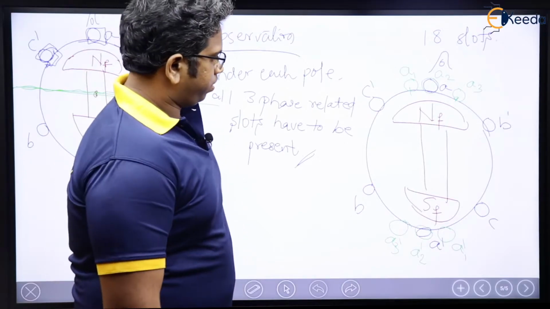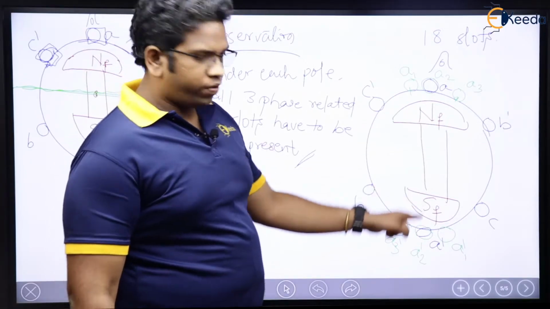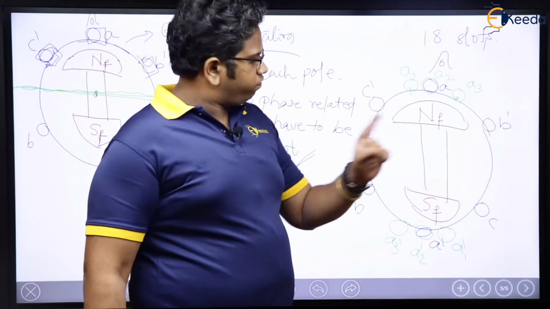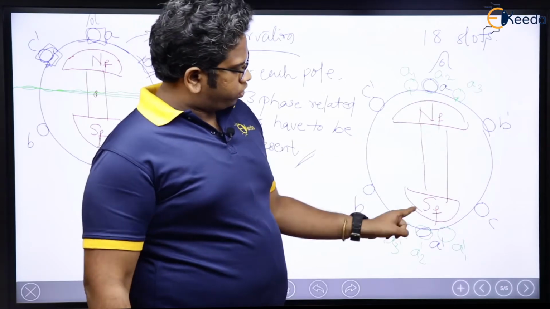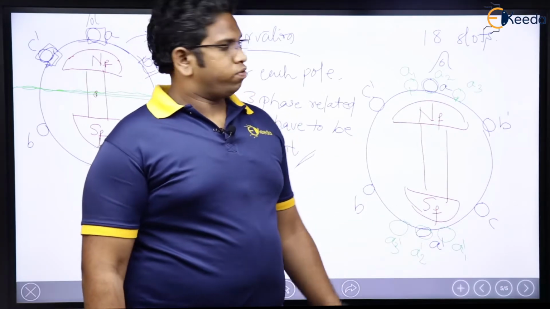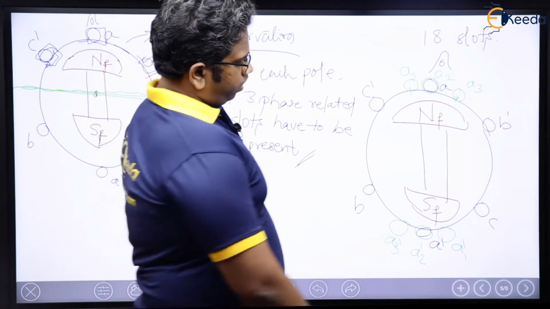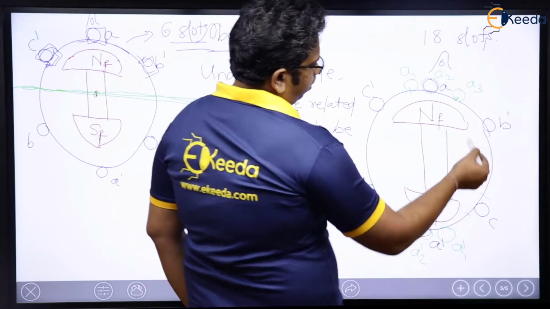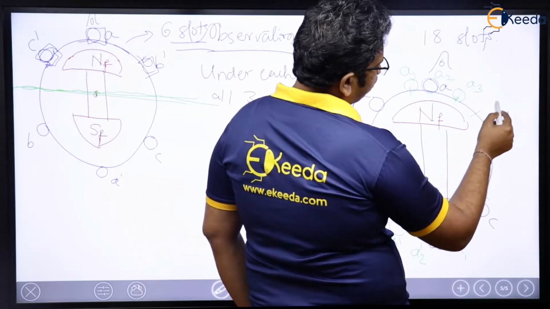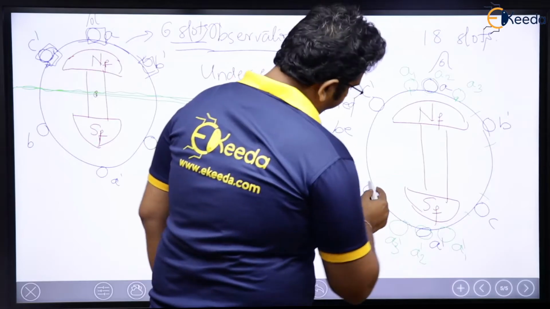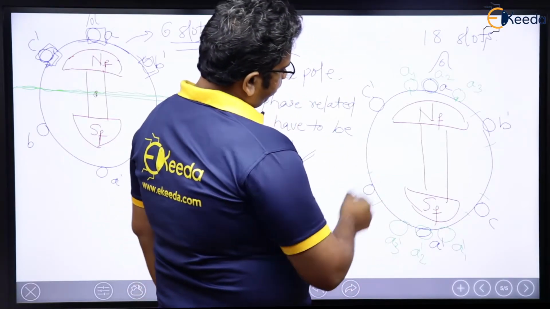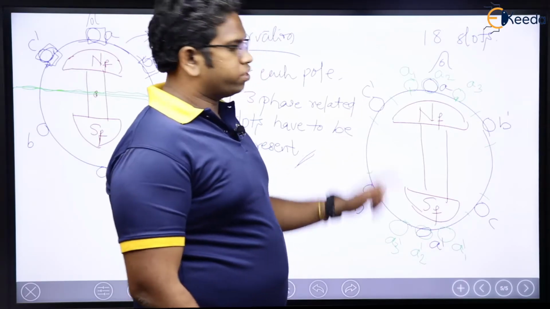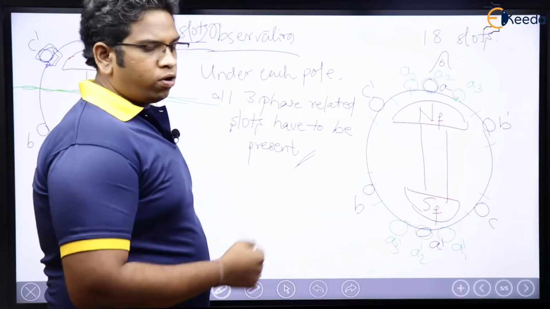Now, for phase A, one phase, I have got these 6 slots: 1, 2, 3, 4, 5, 6. Similarly, I will have for C also, C1, C2, C3. Similarly, I will have for B dash also, B1 dash, B2 dash, B3 dash. And here also B1, B2, B3, and C1 dash, C2 dash, and C3 dash respectively. Right? Now, what are the total number of slots?